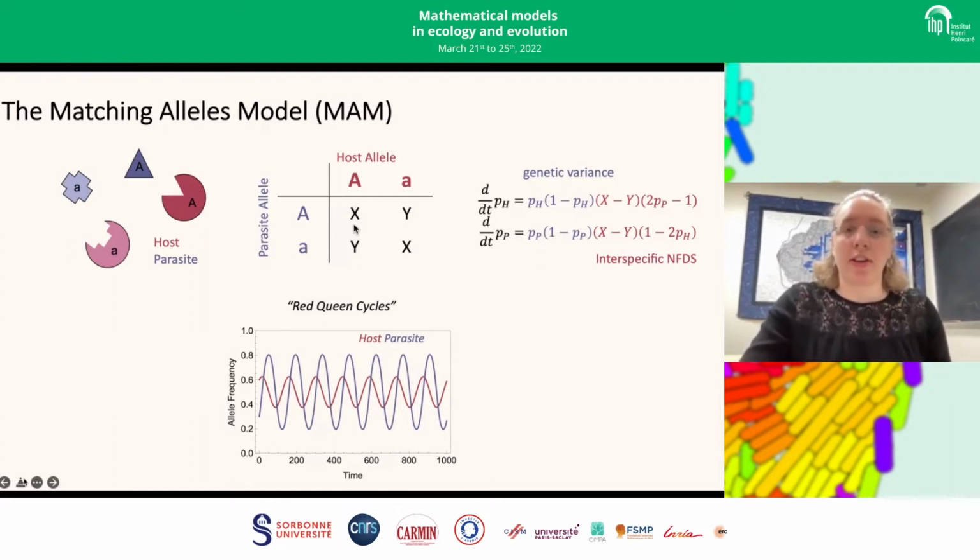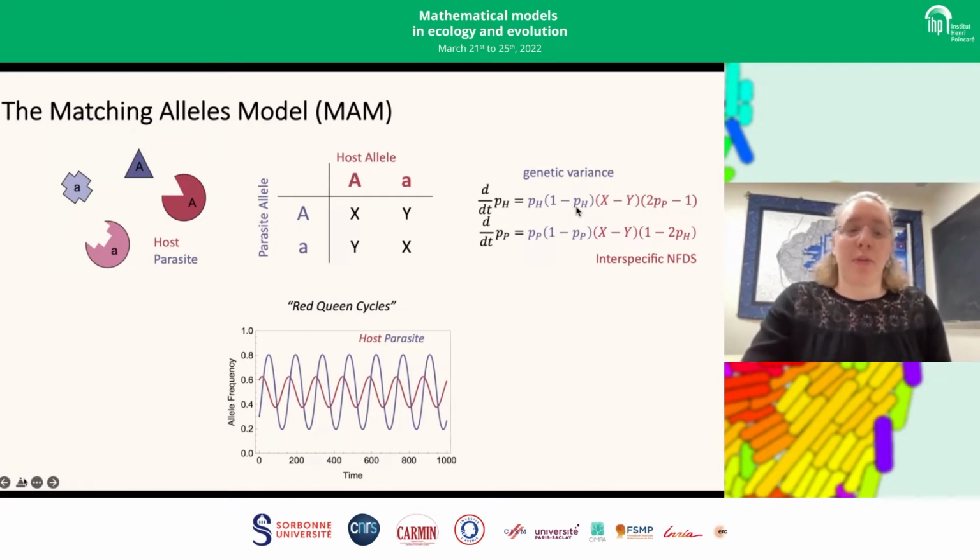And so infection occurs at this rate X, whereas if you're a mismatching host and parasite, then infection occurs at some reduced rate Y. So here's the representation as an infection matrix, and then we can write a simple system of differential equations that captures the dynamics of the allele frequencies in the system.